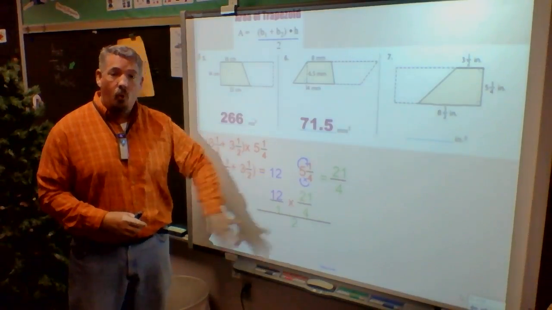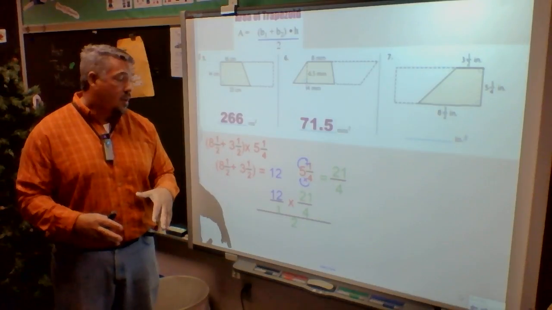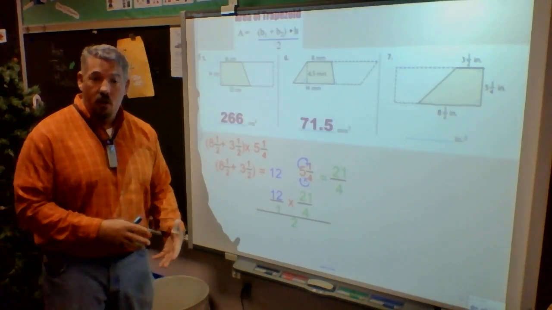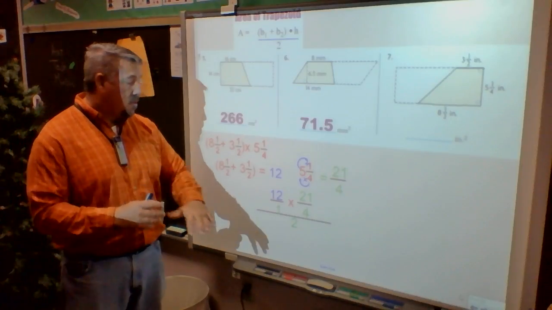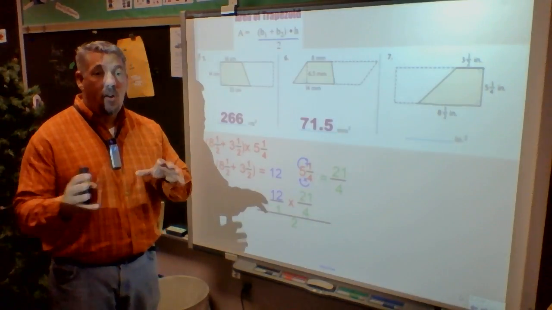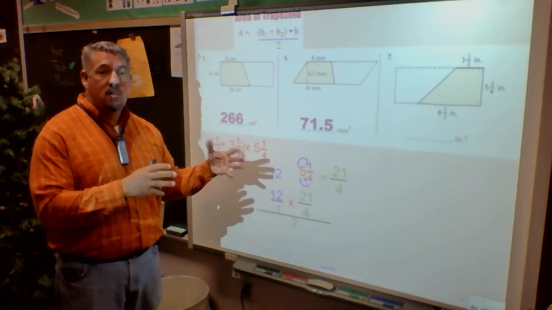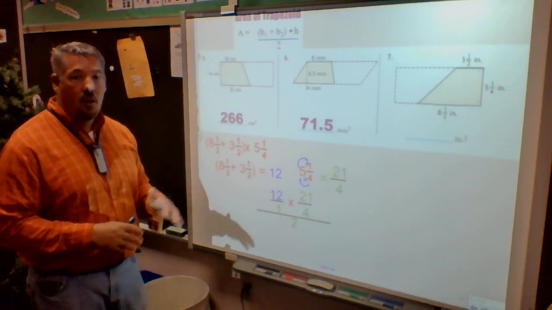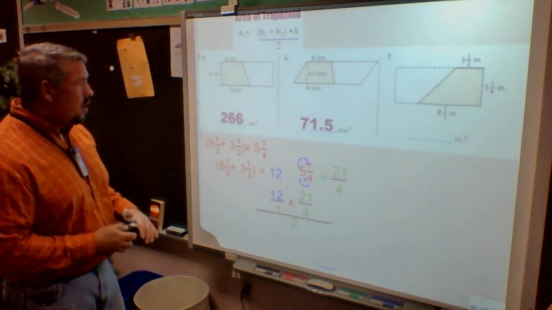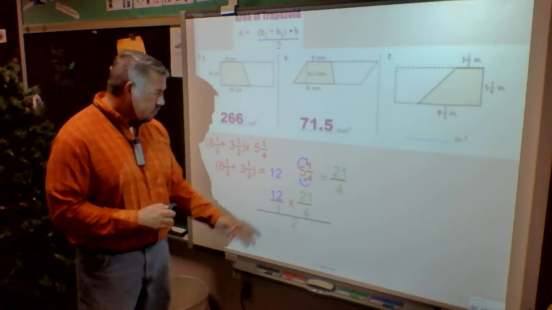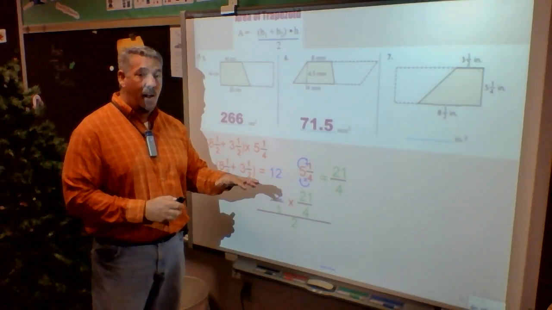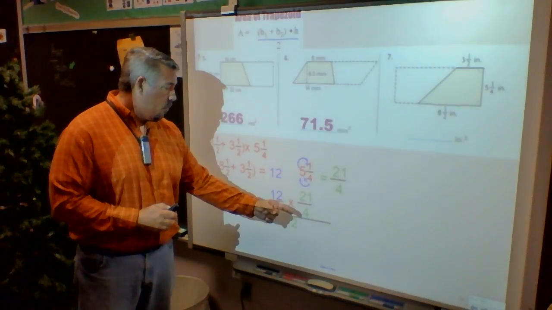Up here I do my work and I see if I can reduce, cross reduce, and if I can I will, and then whatever my number is, that's going to be my numerator. I could end up with a fraction, which changes how my format's going to be a little bit, but those won't come until later on in the school year. Right now they're going to give us nice easy whole numbers once we reduce.